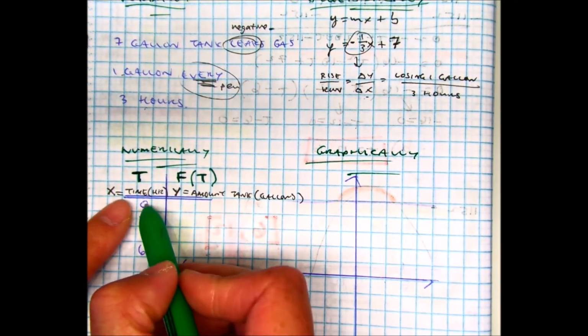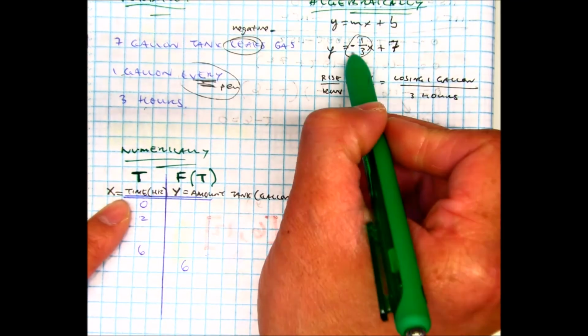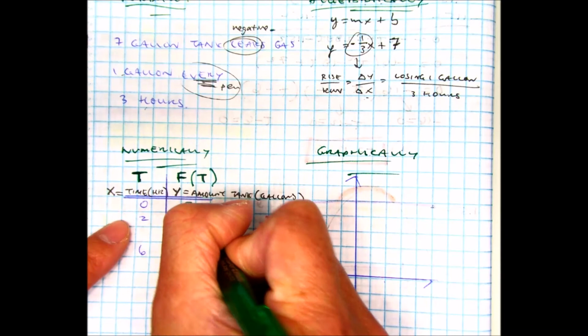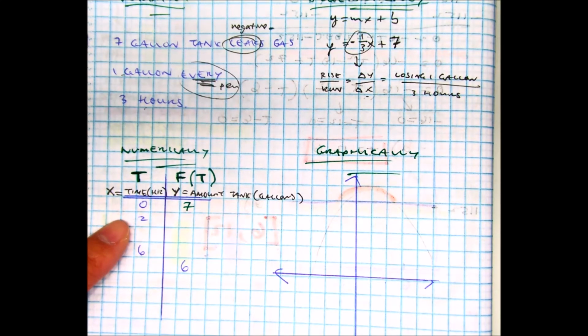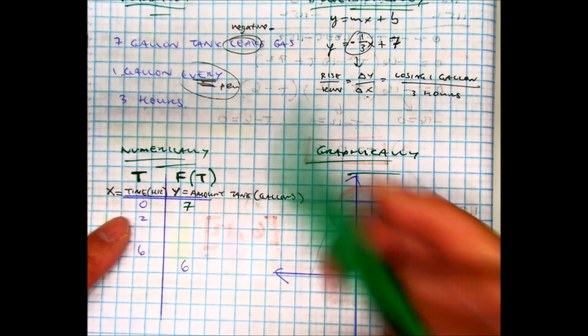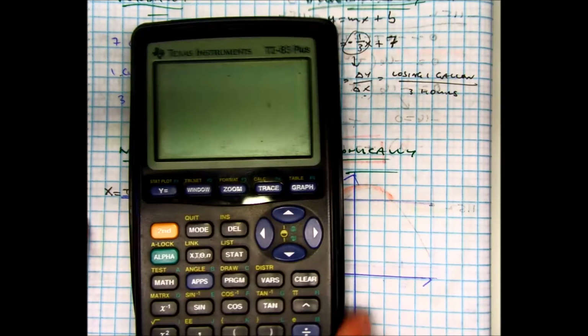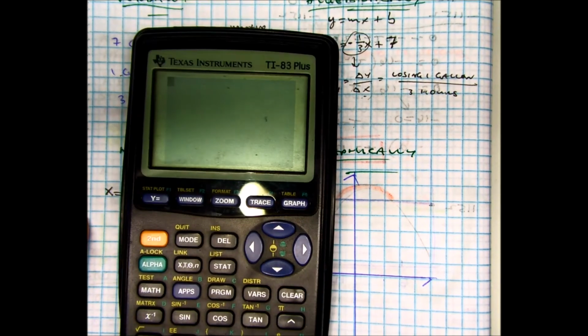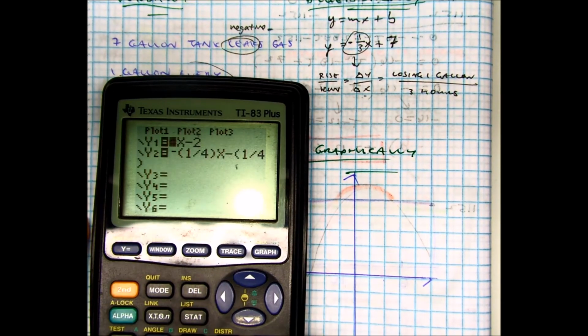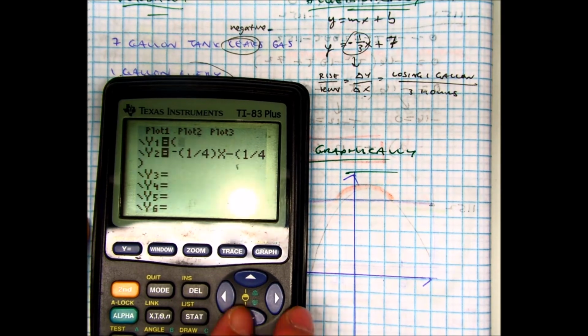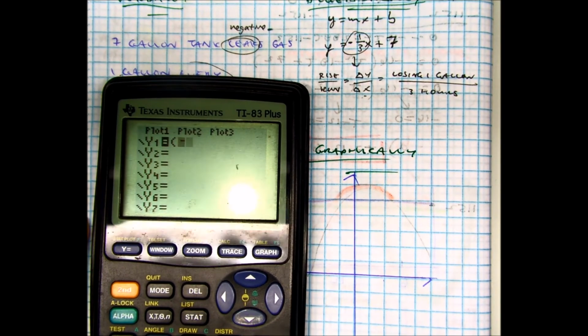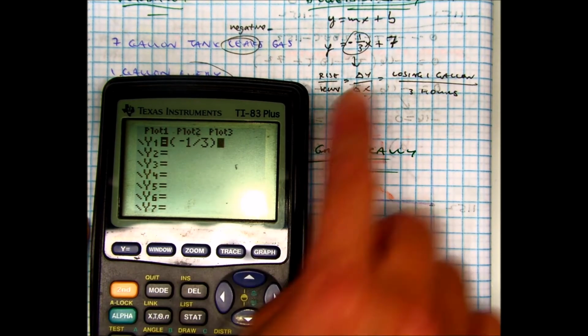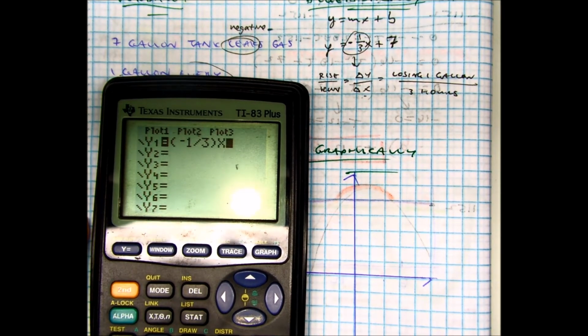Okay, so in the table of values, we're missing some numbers, right? If I put in 0 time, 0 times negative 1/3 gives us 7. If I put in 2 here, let's use our calculators, it might be a little bit faster. Put it into y equals. Notice how I put in the negative 1/3. I'm going to put parentheses first, negative 1 divided by 3, close parentheses, that's my fraction. And then I put the x, plus 7.